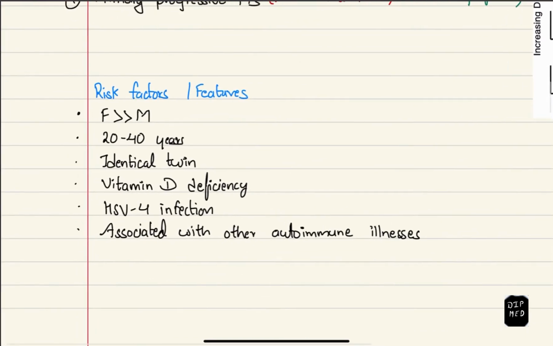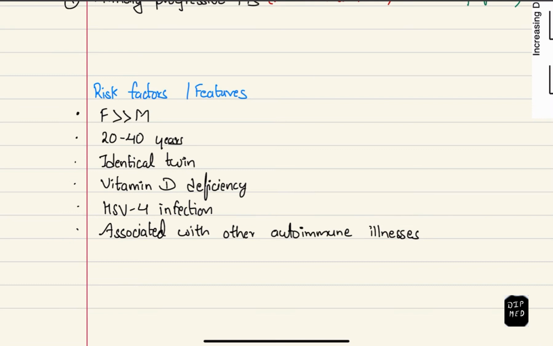Now the risk factors, or some of these you can include in the features. Females are more affected than males, and it's mostly seen in the age group between 20 to 40 years. Risk increases if one of the identical twins has multiple sclerosis. It has been associated with vitamin D deficiency and herpes simplex virus 4 infection. And also, since it's an autoimmune disease, it is mostly associated with other autoimmune illnesses.